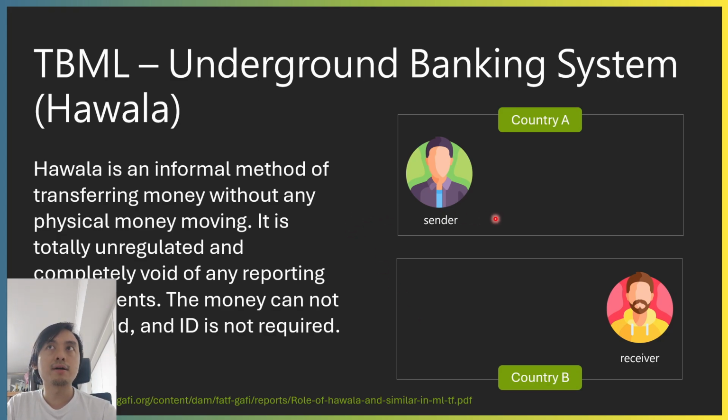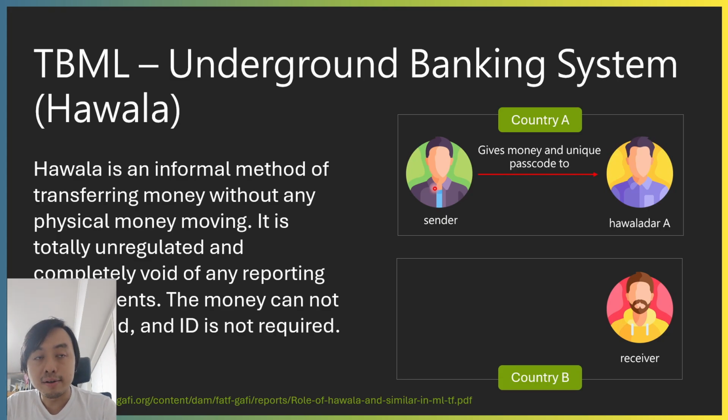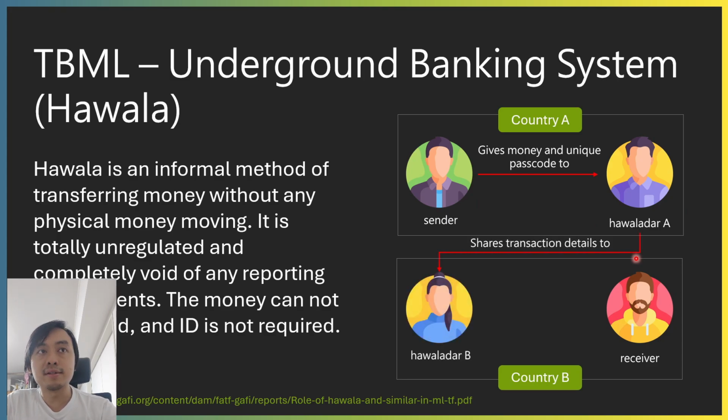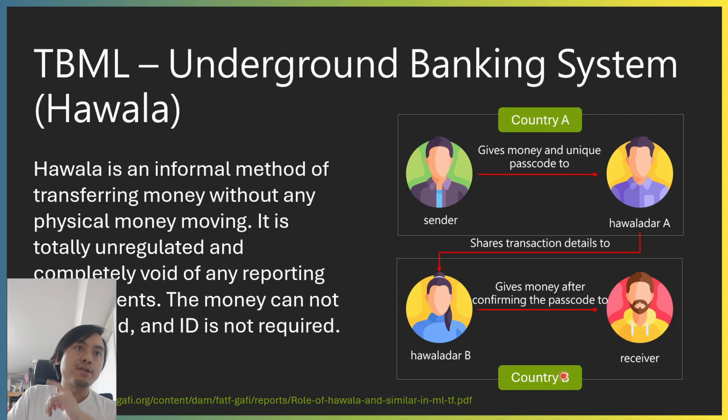So, for example, of how Hawala works, let's say I want to send money to my friend in another country. Okay, so what I'm going to do, I will connect to the Hawala there in my country, give the money, and I will share with him who will be the receiver and the unique passcode. The Hawala there will share the transaction details to Hawala B in country B, and Hawala B will give the money to my friend after confirming the passcode. Of course, the amount of money will be deducted with the fee, right?